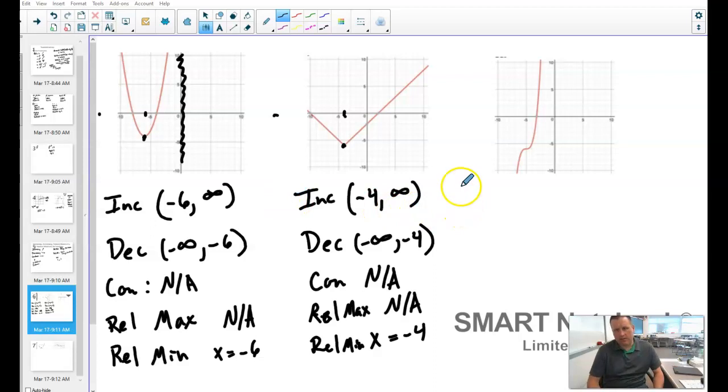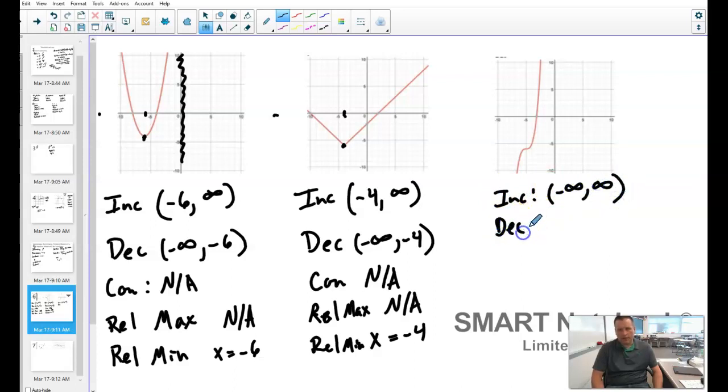All right, looking at this next example here, again, I'm looking for where it increases, decreases, constant, relative max, relative min. If I look at this function, I work left to right. It is always going up. Even right here, it never goes flat. It's always increasing the whole time. So my increasing is going to be from negative infinity to infinity.